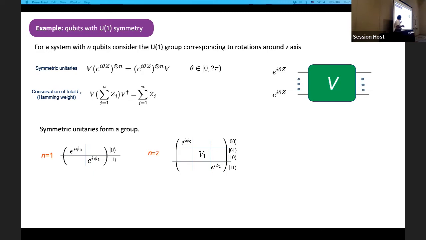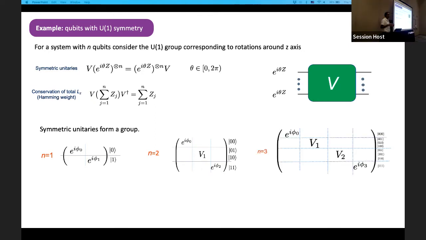In the case of n equal to 2, the Hilbert space decomposes into 3 sectors corresponding to Hamming weight 0, 1, and 2. And so in Hamming weight 0, you can have an arbitrary phase. In Hamming weight 1, you can have an arbitrary 2 by 2 unitary V1. In the subspace with Hamming weight 2, you can have an arbitrary phase again, right? And similarly for n equal to 3, you will have 4 sectors, for example.